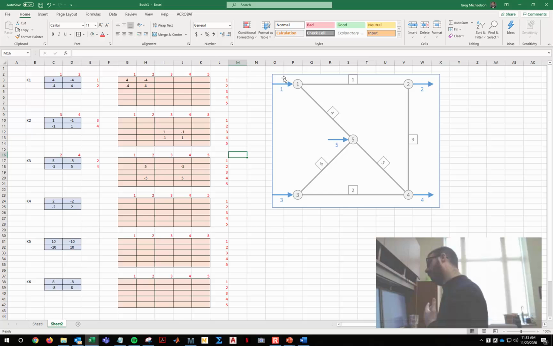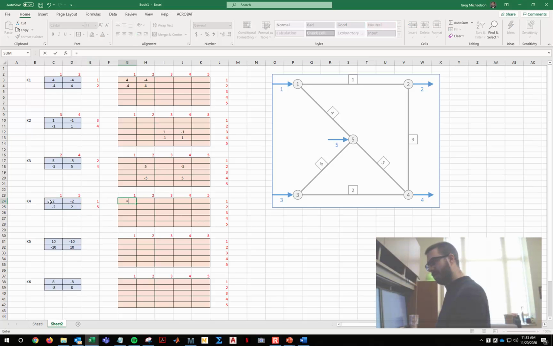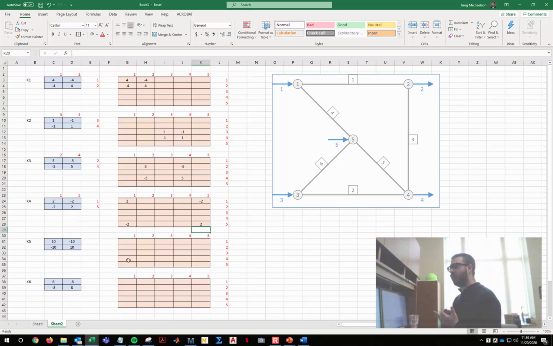Element number 4 goes from 1 to 5. So 1 to 5. That hugs the corners. That goes all the way over here. All right. And again, the idea is where is that element connecting and how does that contribute to the stiffness of the system? Element number 5 goes from 4 to 5.